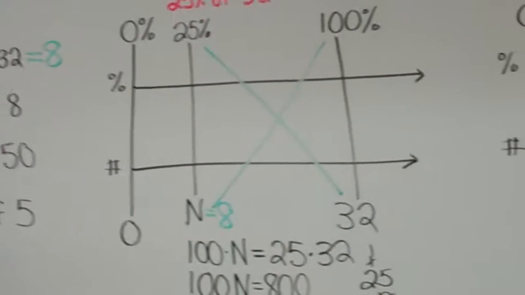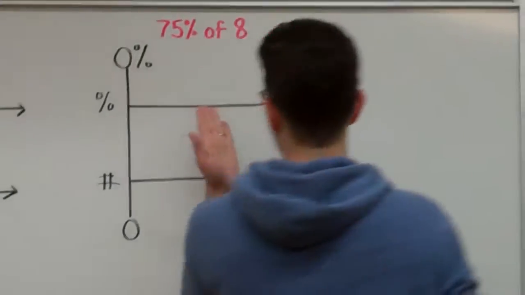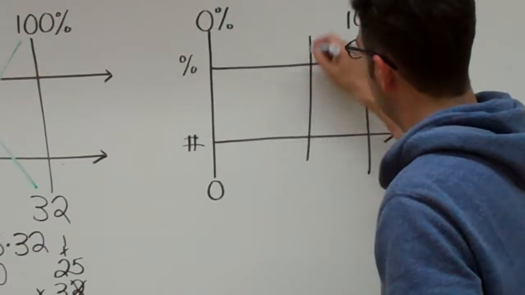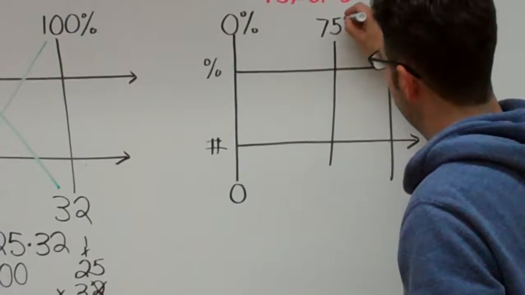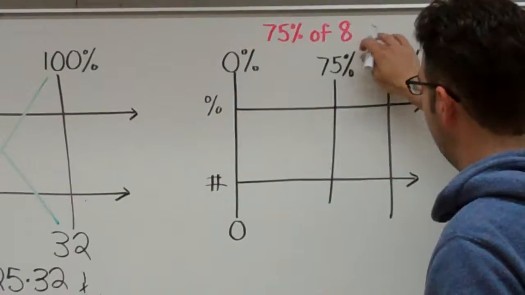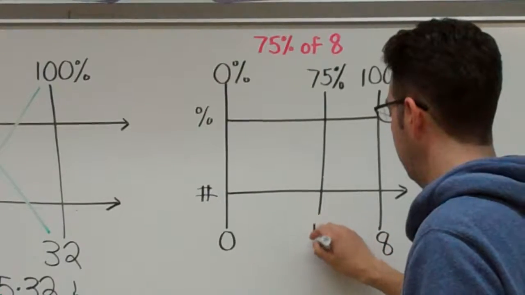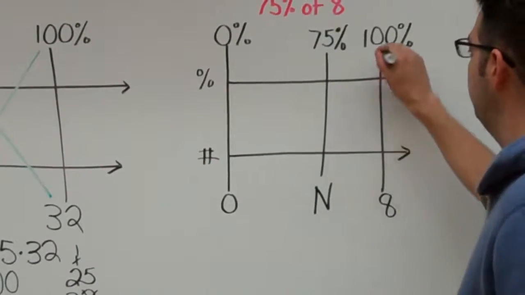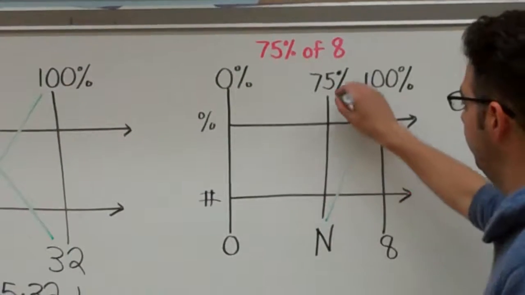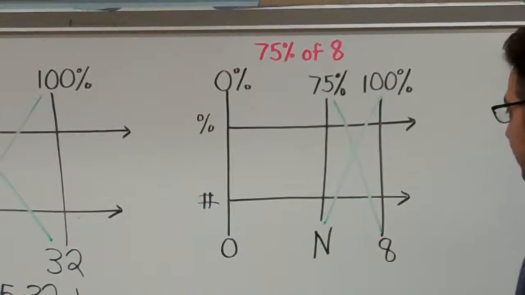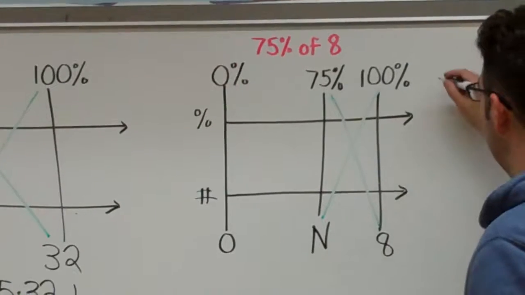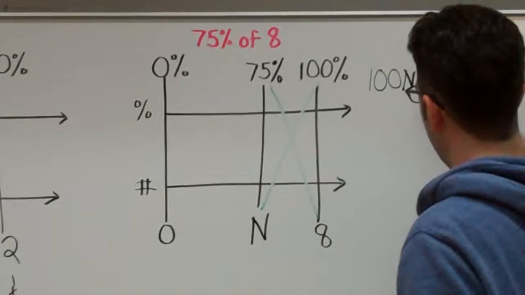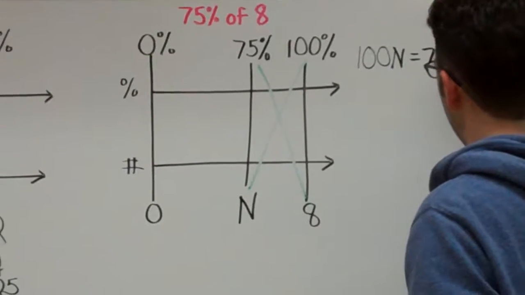Next one up. Move it down over here. 75% of 8. 75% between 0 and 100% probably right about here. So please draw that in. 75% of 8 means your total's here. And your n is here. We are now going to cross multiply once again. 100n equals 75 times 8. So I'll write this up here now. 100n equals 75 times 8.